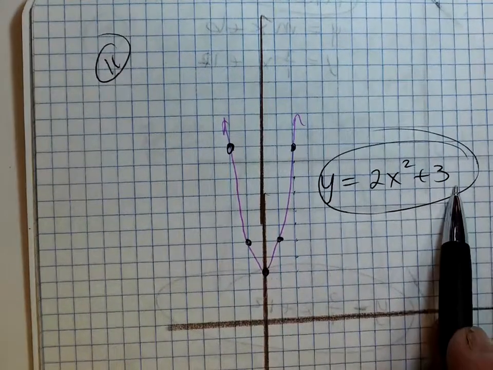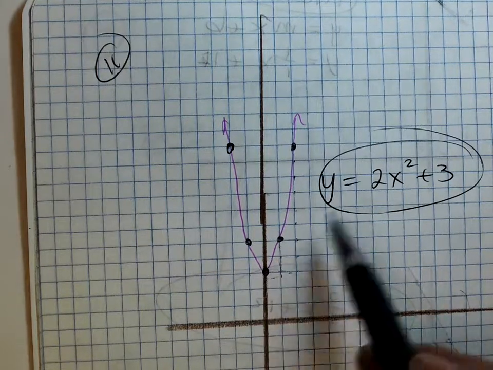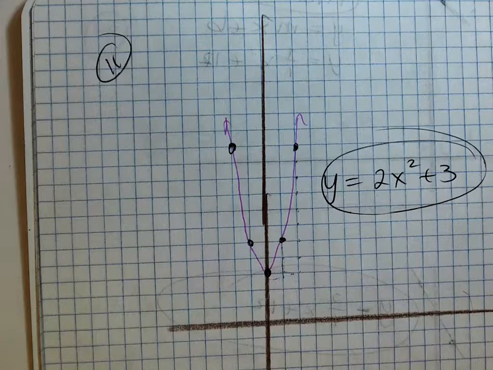Starts at 3. There's my vertex at 3. It's twice as tall. Instead of 1, 1, it's 1, 2. That's where I got my 2. That wasn't so bad.